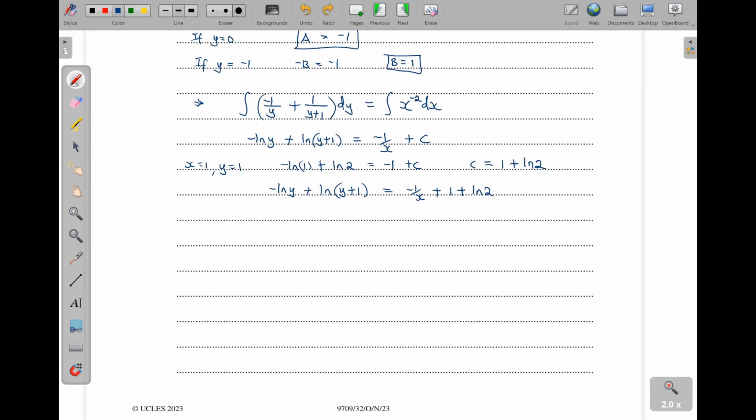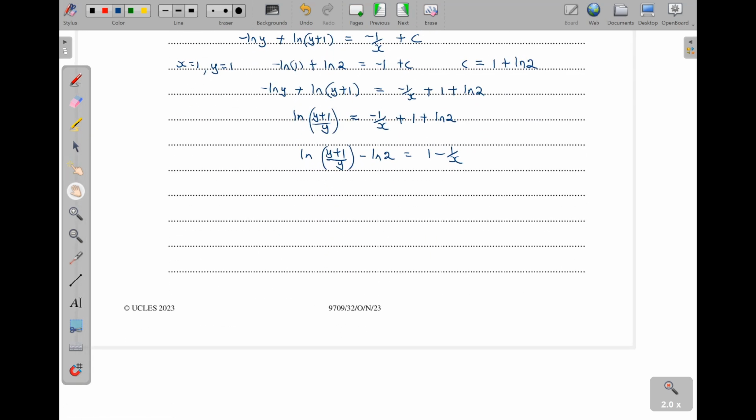So I will come here and then I put the logarithms together. Here I'll have natural log of y plus 1, then divide by y, because the subtraction of logarithms, we divide those powers. Okay, then this one is equal to negative 1 over x, and then plus 1 plus natural log of 2. I can bring this one this side. So I will have natural log of y plus 1 over y, then minus natural log of 2, which is equal to 1 minus 1 over x.